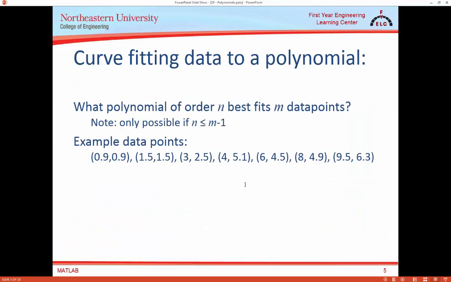Now let's talk about curve fitting. So if you want to fit data to a polynomial and figure out which polynomial of a given order best fits a certain number of data points, then there are, again, built-in functions into Matlab. So we'll be using these example data points shown here as xy pairs and seeing which line and which third-order polynomial best fits these data points.